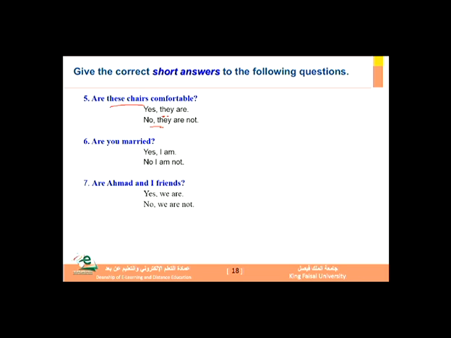Question number 7. Are Ahmed and I friends? Yes, we are. Or no, we are not. Because the question is directed to the first person, the person who is answering with we, talking about himself and Ahmed, yes, we are. No, we are not.